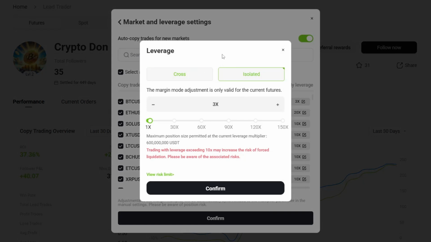Isolated and cross controls how margin supports copied positions. Isolated limits risk to one position's assigned margin, while cross can use more of the available futures balance. We're going to leave this unchanged and use our current account settings.